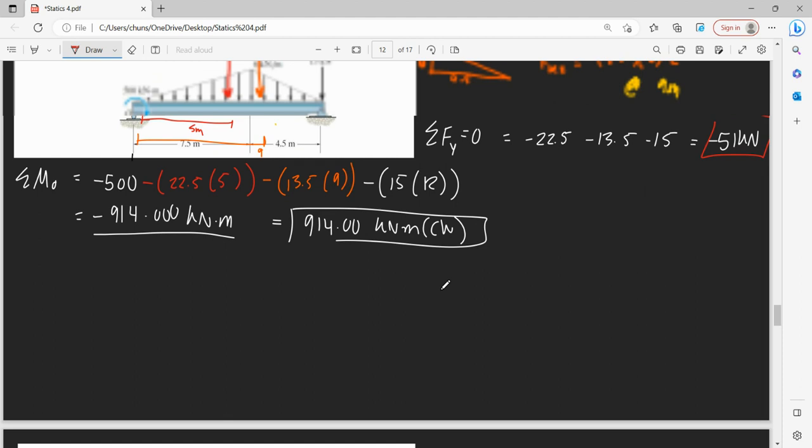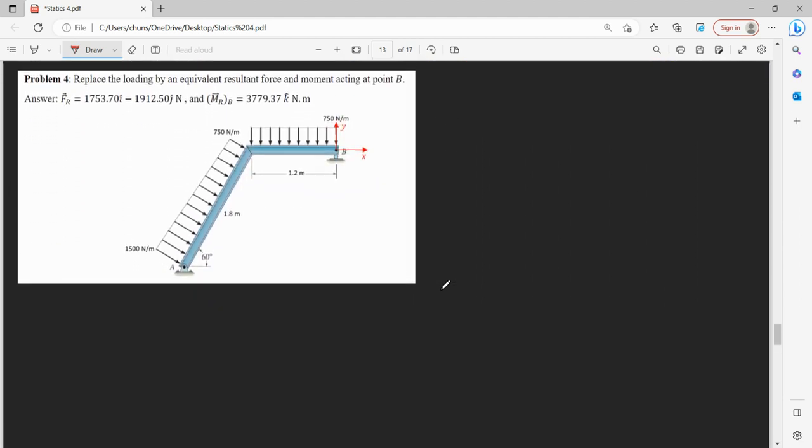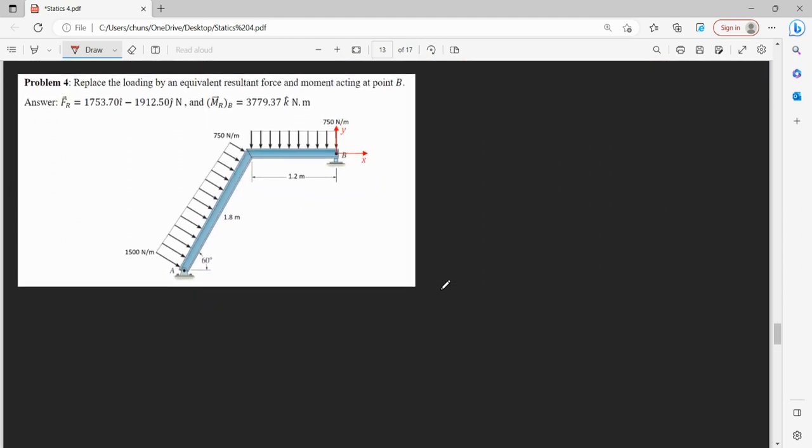Okay, and we got 2 more questions left, so let's work with problem 4. So we want to replace this loading system by an equivalent resultant force acting at point B. So what we can do, since we have a trapezoid in this one, we have to divide it into 2 sections. We have a triangular region and a rectangular region for the angled part.